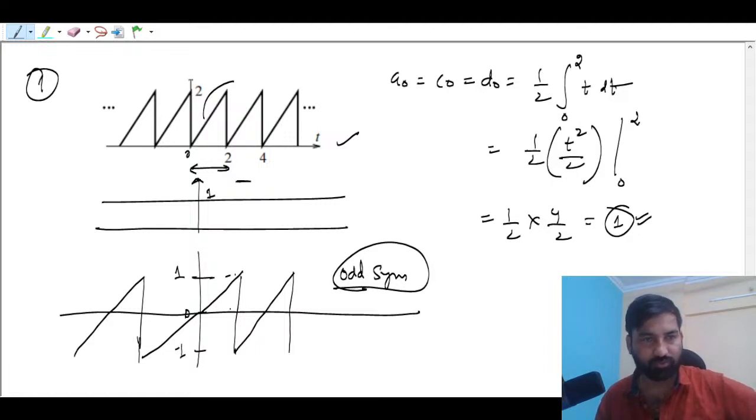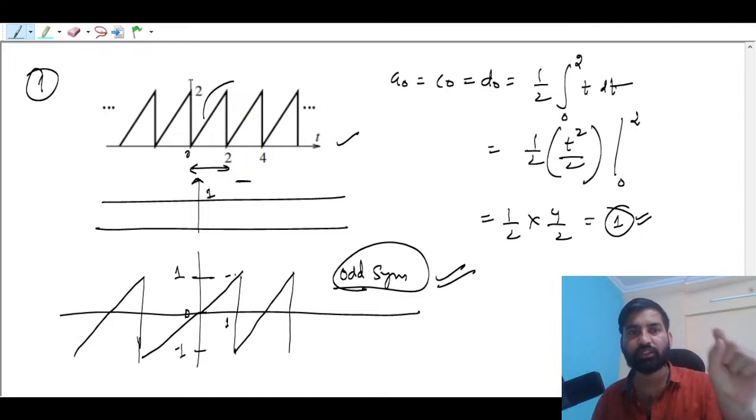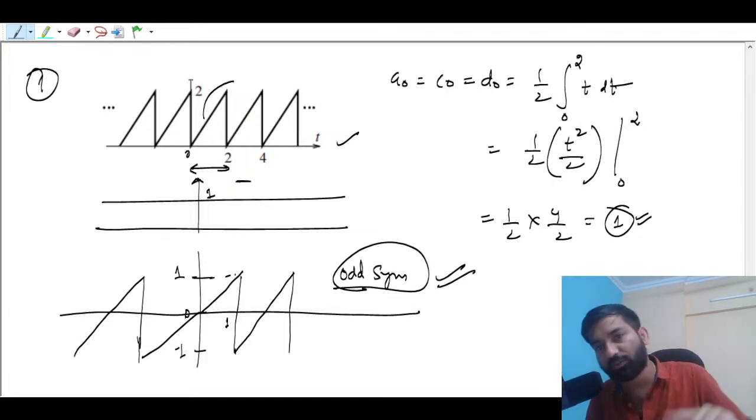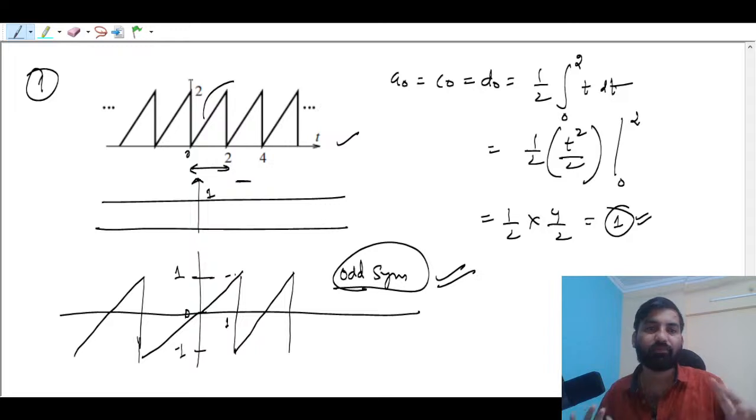So this is 1 for half period. One minute, let me check. Yeah, so this does not have half wave symmetry, right? It has only odd symmetry. Because half wave symmetry means for half the period, suppose the amplitude is 1, then for the other half period the amplitude must be inverted, like -1. So this is 2, and this is 4, and so on.